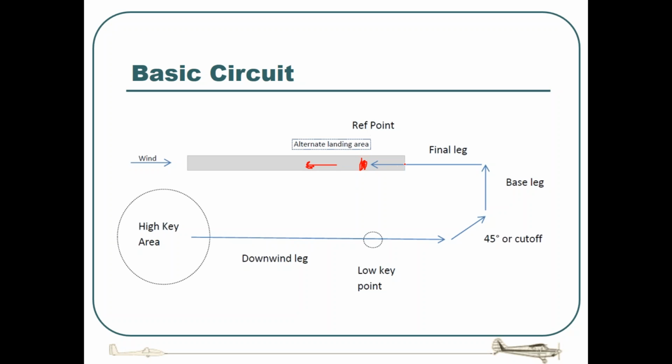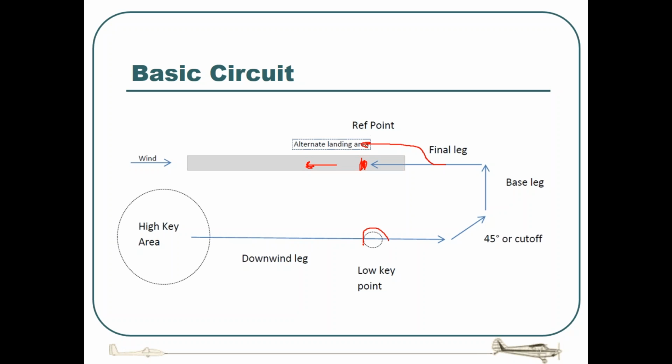The other option is that we're here on short final, and we do a little less turn and land here. You want to, as much as possible, give yourself options. Now, of course, the further down the runway you go, the further down the circuit you go, the further down your final you go, the fewer options you're going to have.